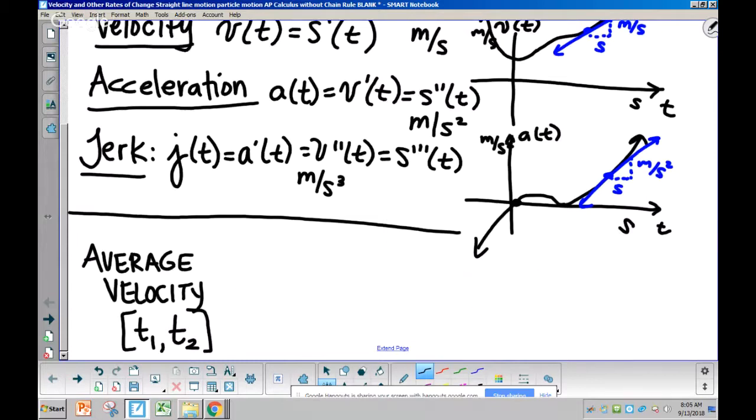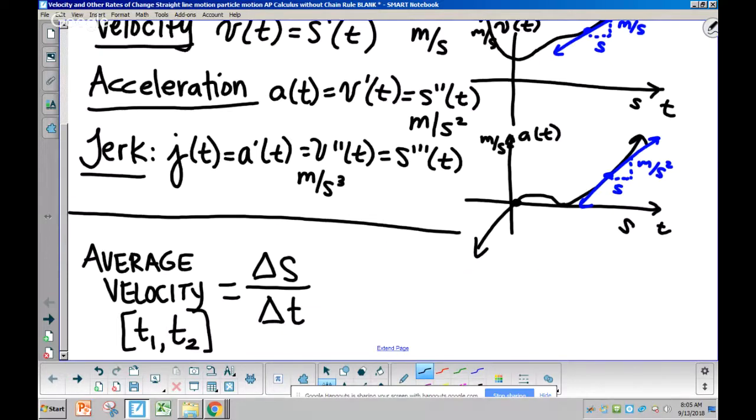Now, in math, when we talk about averages before we get to calculus, what do we think we're doing? We're adding two things and dividing by how many things there are. Okay? Well, average velocity is just your change in position over your change in time. And so in math language, that's going to be delta S over delta T.